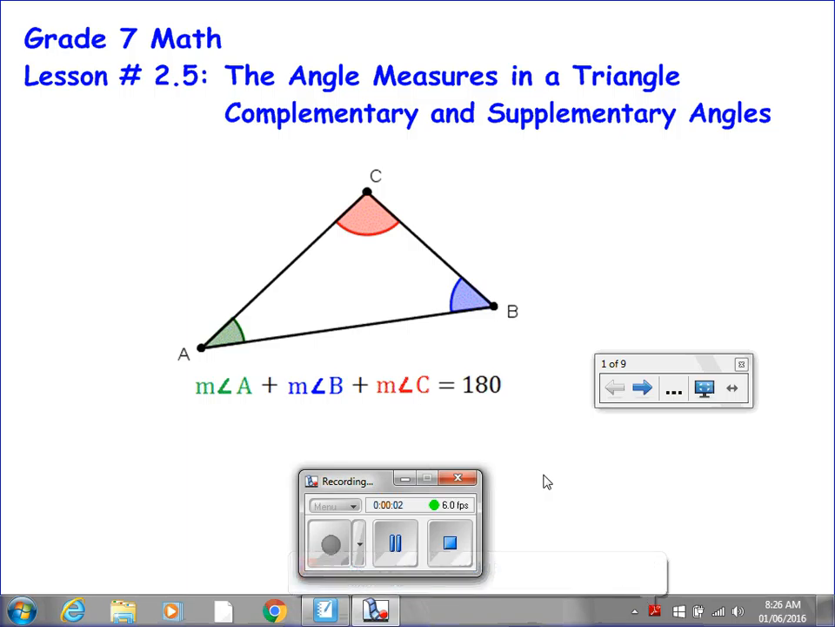Welcome back to Grade 7 Math. This is lesson number 2.5, the angle measures in a triangle, as well as complementary and supplementary angles.